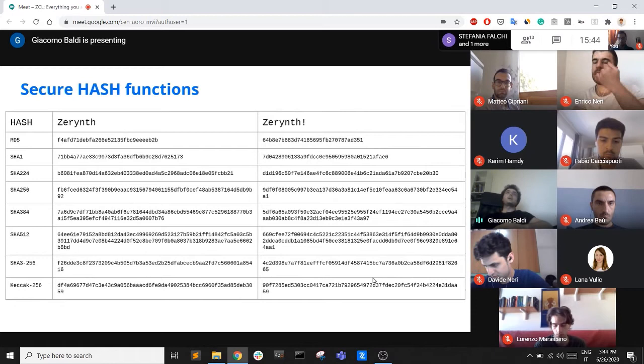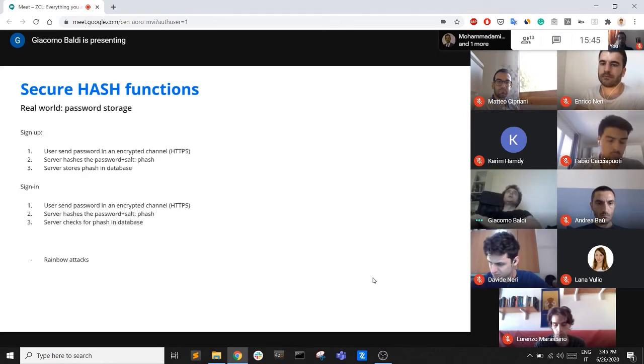Okay. This table is here to show you the avalanche effect. Okay, if you hash Zerynth with MD5, SHA-1, SHA-224, 256, and whatever, you obtain this result. If you add an exclamation mark, the results are completely different. Okay, they are completely random. One of them starts with the same number, but it's just a normal probability. But they are completely different, and it's just 1 byte of difference.